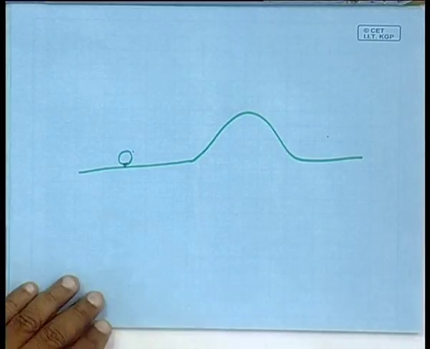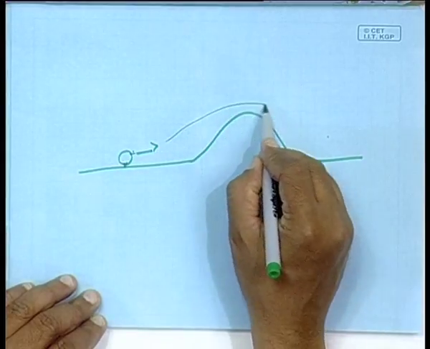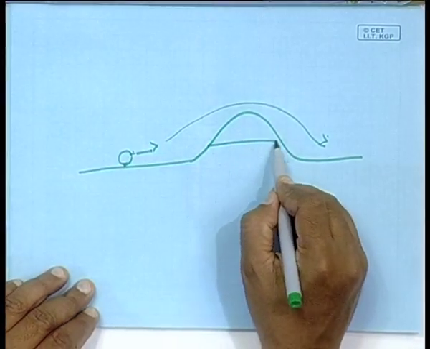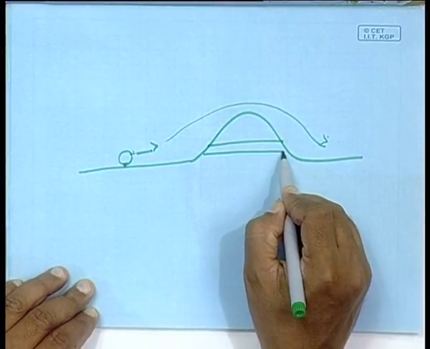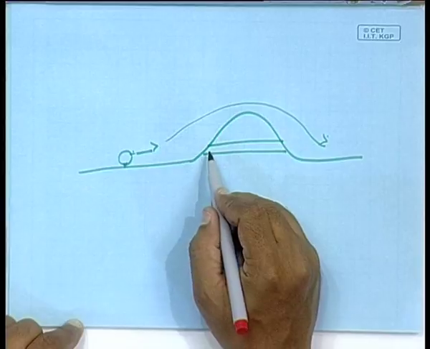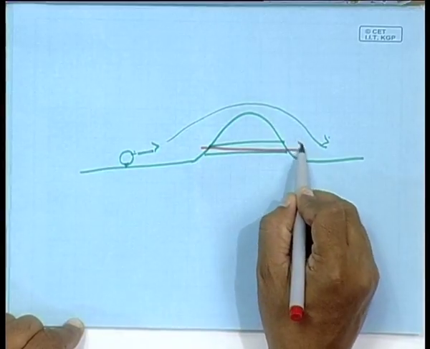There are two possibilities. One, you give the particle sufficient kinetic energy so that it can roll over and get over there. The other possibility is if you have a tunnel which goes through this. Then if the particle can go through this tunnel, it does not require enough kinetic energy to get over, and the particle can go through this tunnel and reach the other side.